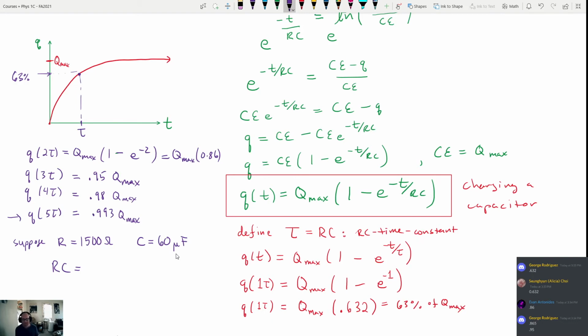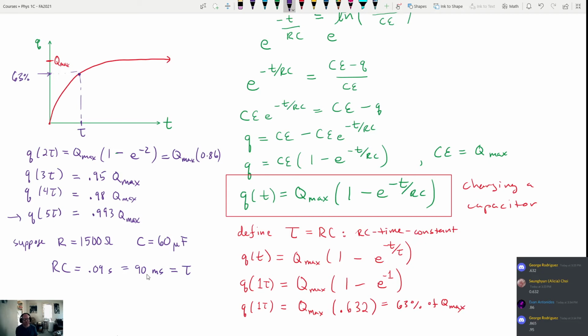R times C, and you end up getting a time constant of 0.09 seconds, or about 90 milliseconds. That would be the time constant if you hooked up a 1500 ohm resistor to a 60 microfarad capacitor. The time constant would be 90 milliseconds.